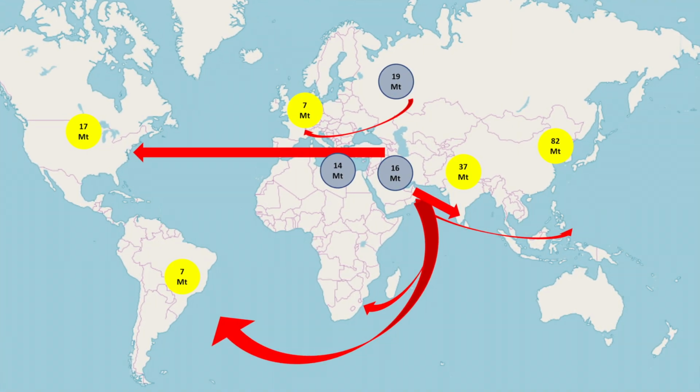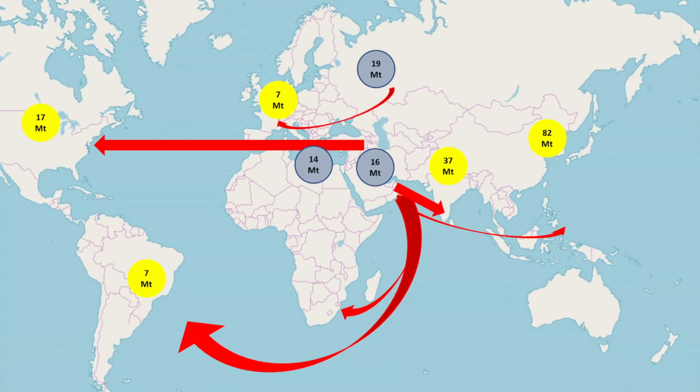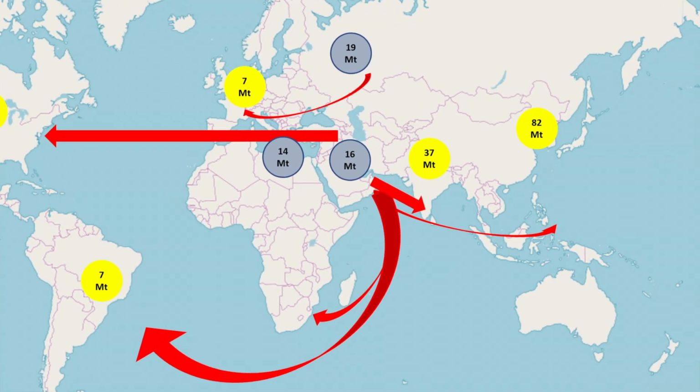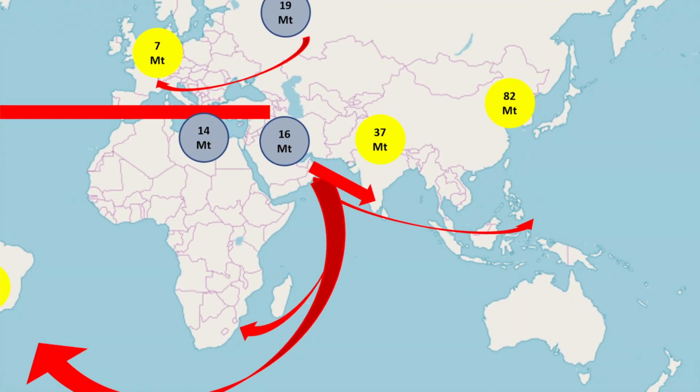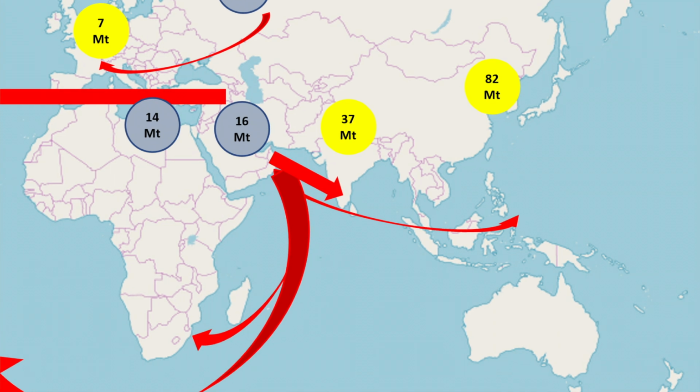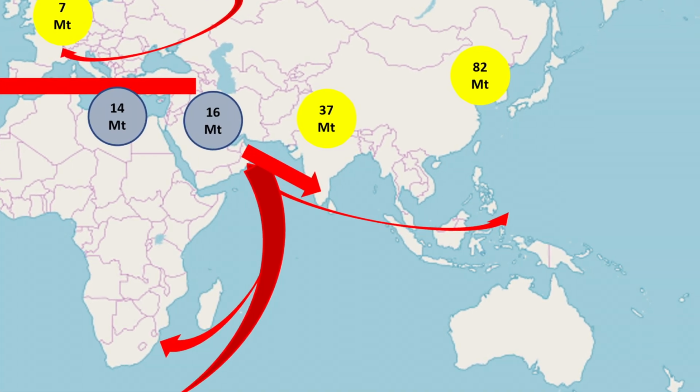These are regions with large agricultural sectors and insufficient local production of fertilizers. So they import very large volumes of their fertilizer needs. They do not have the raw materials necessary to produce urea.